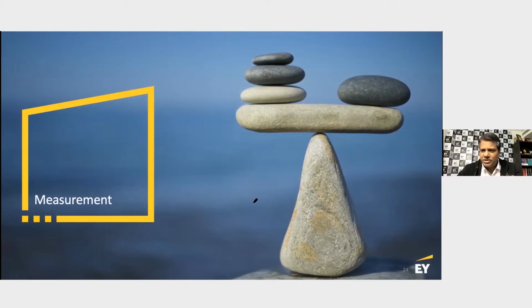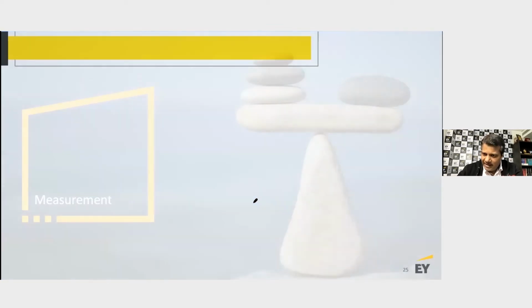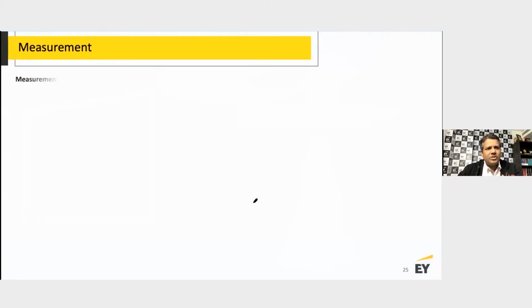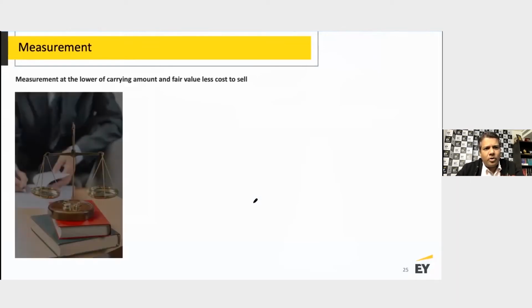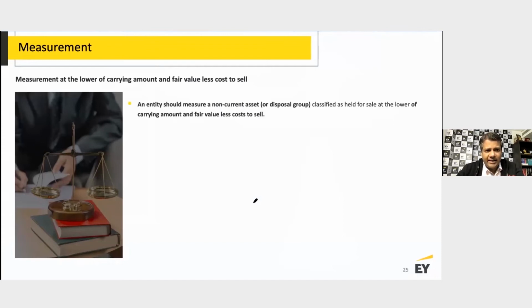Stop charging depreciation from the date it is classified as held for sale. Okay, so let's look at measurement at the lower of carrying amount and fair value less cost to sell. An entity should measure a non-current asset classified as held for sale at the lower of carrying amount and fair value less cost to sell.